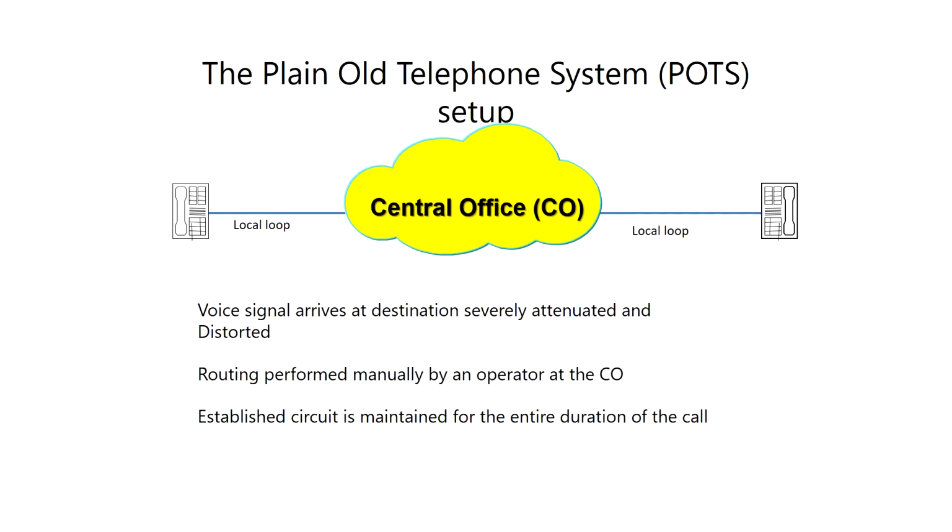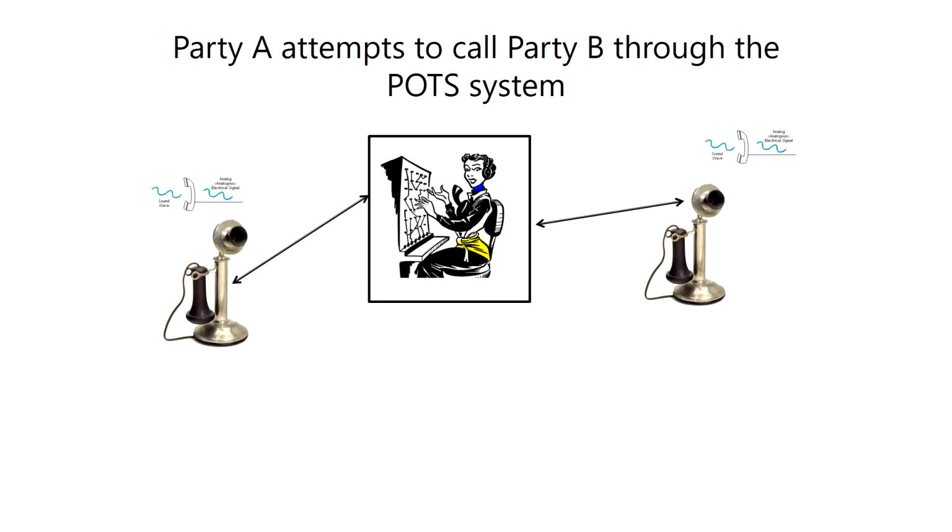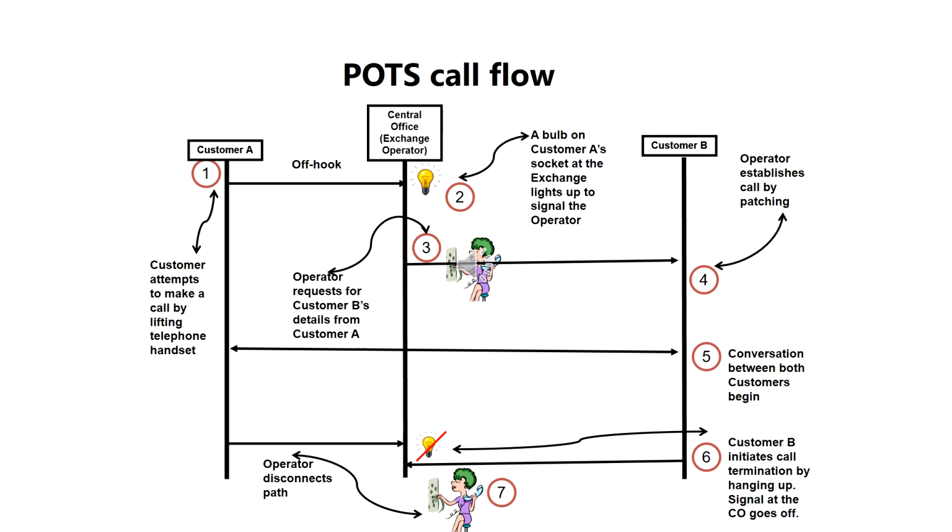which had no dial. The major concerns for these systems were degradation of analog voice signals as they traveled along the path of the copper medium, the presence of a manual operator who had the access to eavesdrop calls, and inefficient use of bandwidth as the established circuit was maintained for the entire duration of the call even if no voice was being transmitted. We shall now consider the call flow for a user, party A, attempting to place a call to another user, party B, through the POTS system.